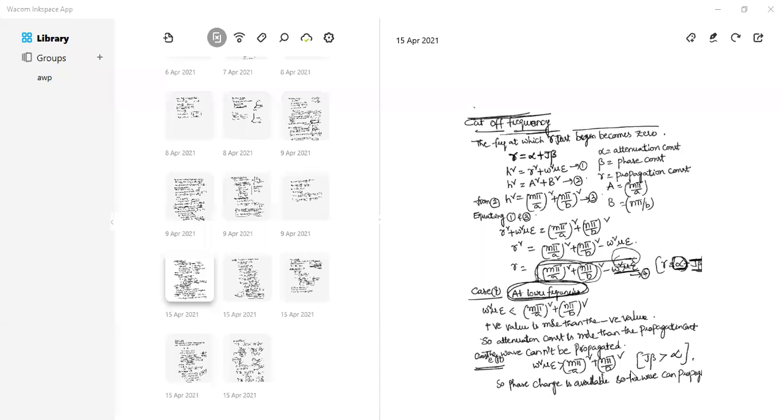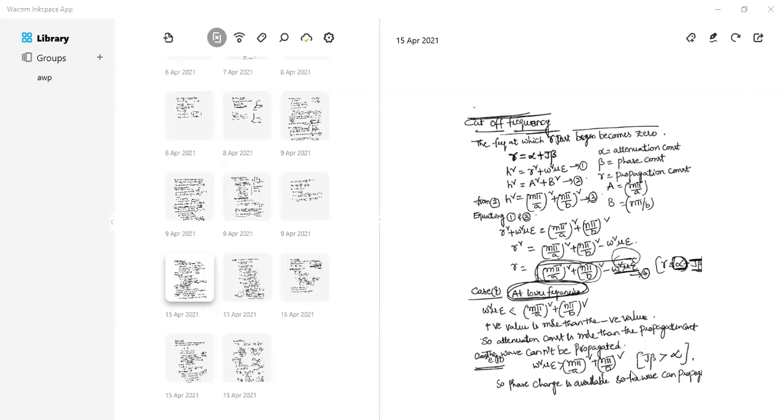Okay, last class, what we did was derive some important parameters of a rectangular waveguide operating in TM mode. Initially we derived the expressions for TM mode, all the field component expressions.